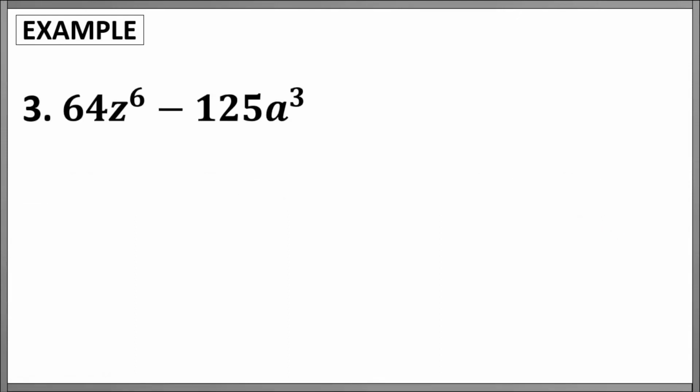For our third example, let's get the factors of 64z raised to 6 minus 125a cubed. Check if the terms are perfect cubes. 64 is the same as 4 times 4 times 4, which can be expressed as 4 cubed. Z raised to 6 can be expressed as z squared cubed. Take note that the exponent 6 is divisible by 3. 125 can be expressed as 5 cubed. Obviously, a cubed is a perfect cube. So therefore, what we have is a difference of 2 cubes.